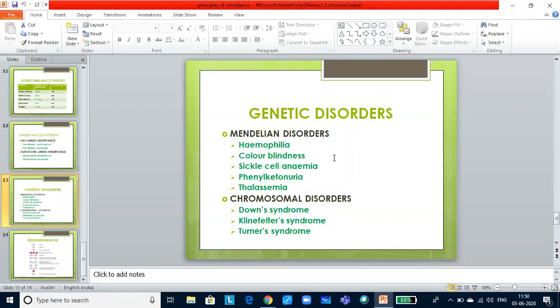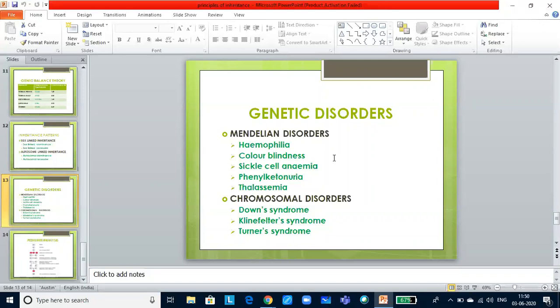The next disease would be phenylketonuria. Again, it is an autosomal disease. So, hemophilia and color blindness, the genes are located on the sex chromosome. But in sickle cell anemia, phenylketonuria, and thalassemia, it is related to the autosomes or the somatic chromosomes. This is also an autosomal recessive trait.